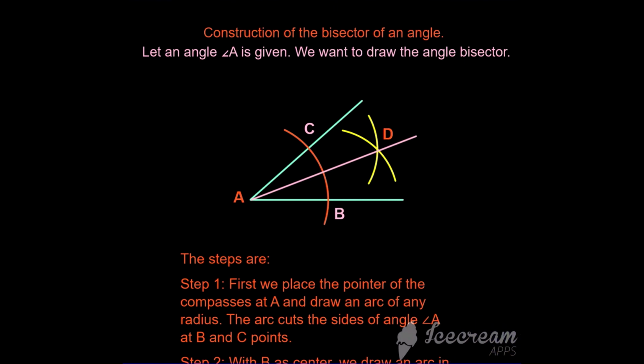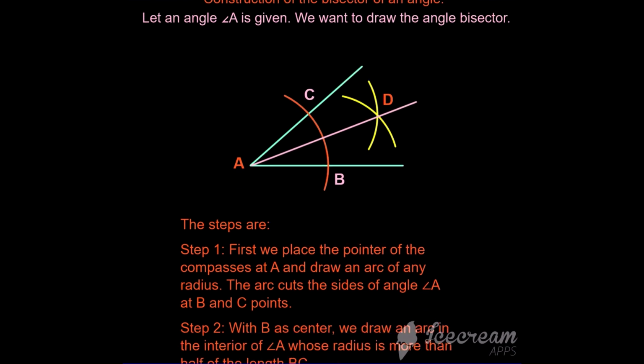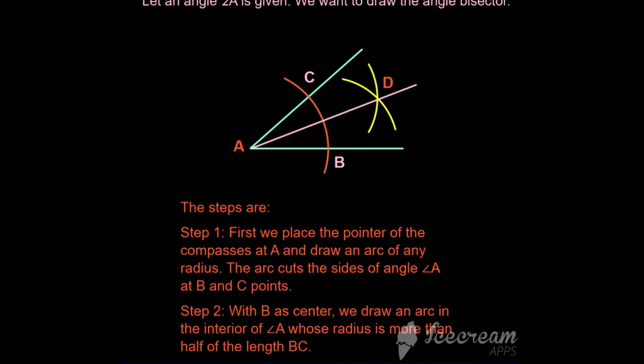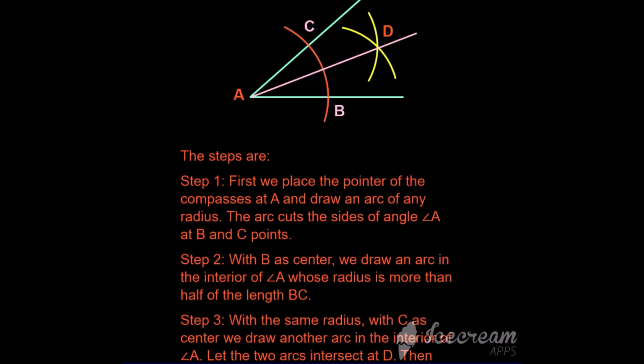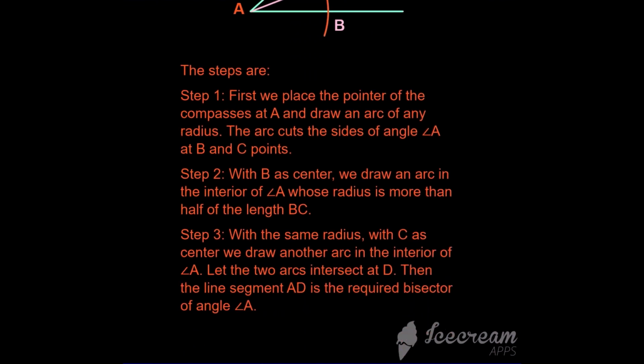Then AD is the required bisector of angle A. Following the steps, now we can write down the description of drawing.